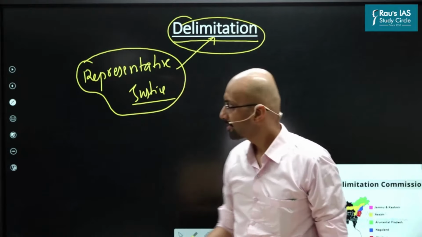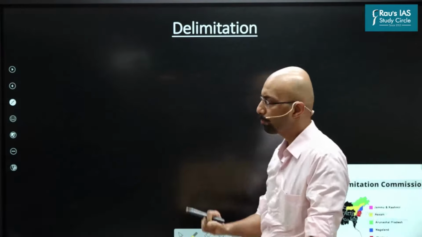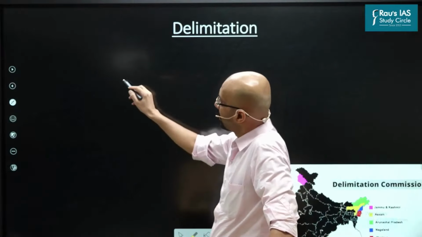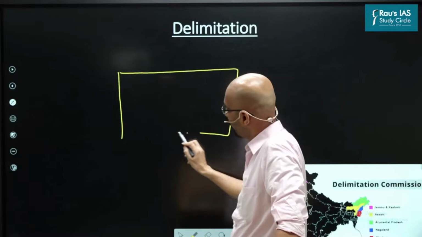So in simple words, let me explain this concept to you by a simple example. Let us say if our country, India, was in the shape of a rectangle.